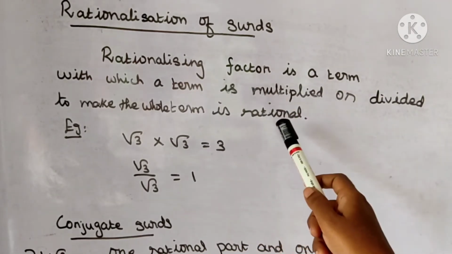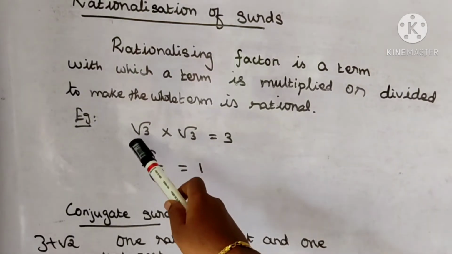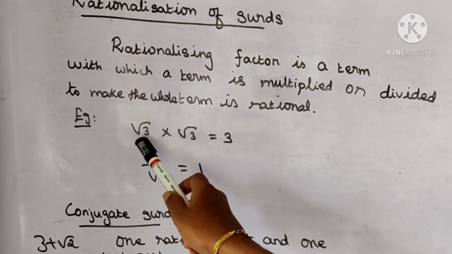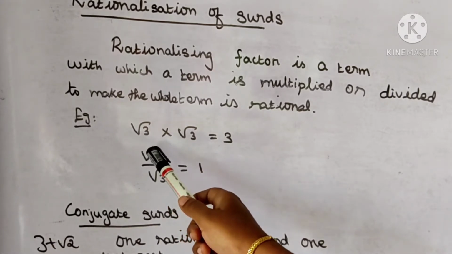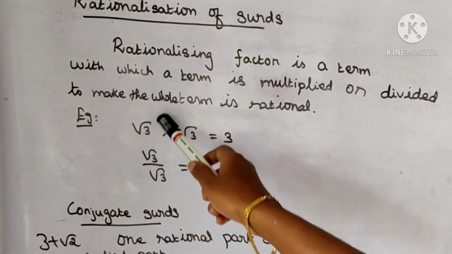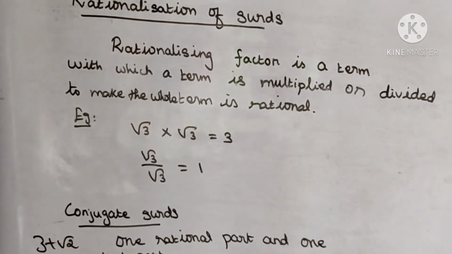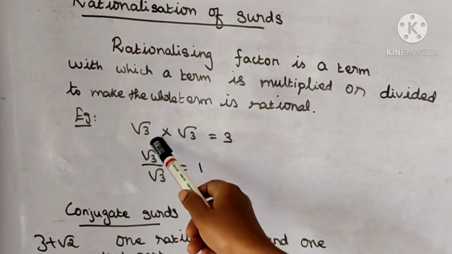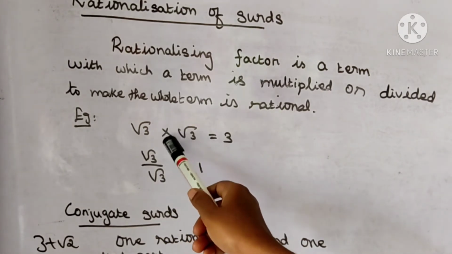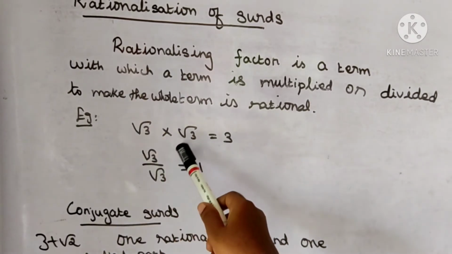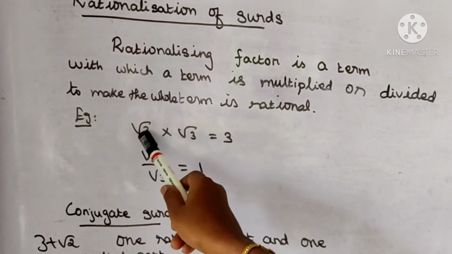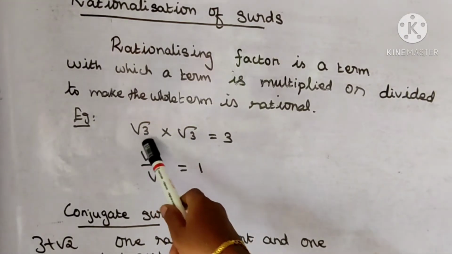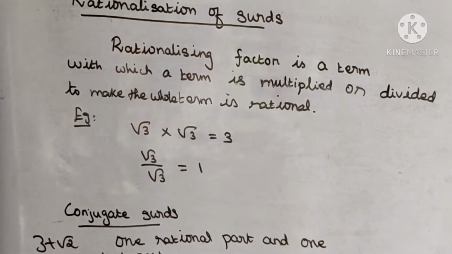For example, root 3 is an irrational number because 3 is not a perfect square number. We want a rational number, so you should multiply or divide root 3. Now multiply root 3 into this irrational number root 3. See, root 3 into root 3, we get 3.